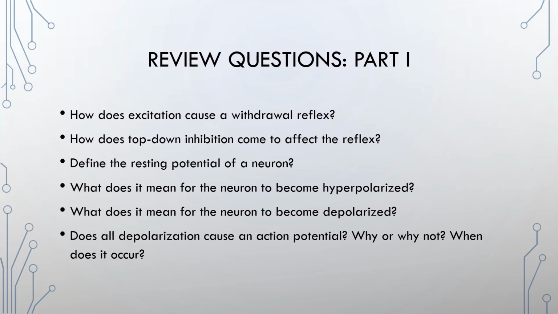How does neuronal excitation cause something like a withdrawal reflex, right? What's a very simple way that we pass signals between neurons to complete an action? And how can an inhibitory signal come and change this? There are also going to be things that are definition questions that you might have to answer on your quizzes. Something like, what is a resting potential? What does it mean for a neuron to be hyperpolarized or depolarized?